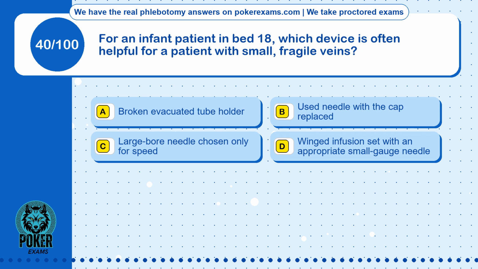Question 40. For an infant patient in bed 18, which device is often helpful for a patient with small, fragile veins? Option A. Broken evacuated tube holder. Option B. Used needle with the cap replaced. Option C. Large bore needle chosen only for speed. Option D. Winged infusion set with an appropriate small gauge needle.